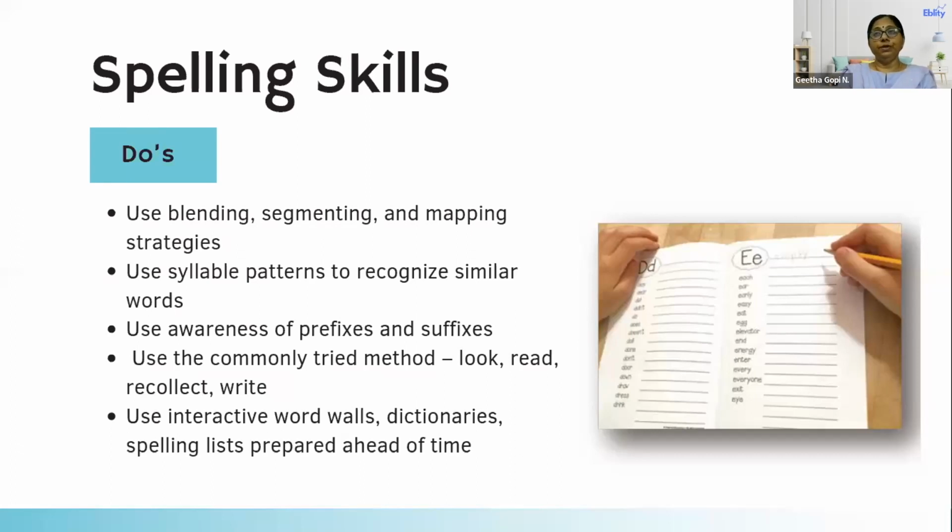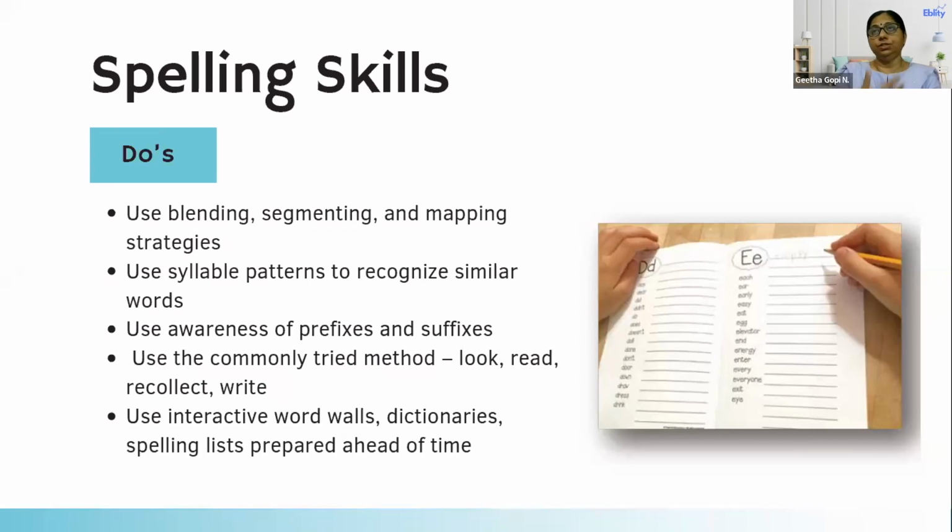But if they are not phonetically decodable words, it's wiser to use things like word walls or dictionaries like this, where they can go back and refer. And referring also helps, because every time they refer, they're being exposed to that word more and more. And they learn where to go and find words.